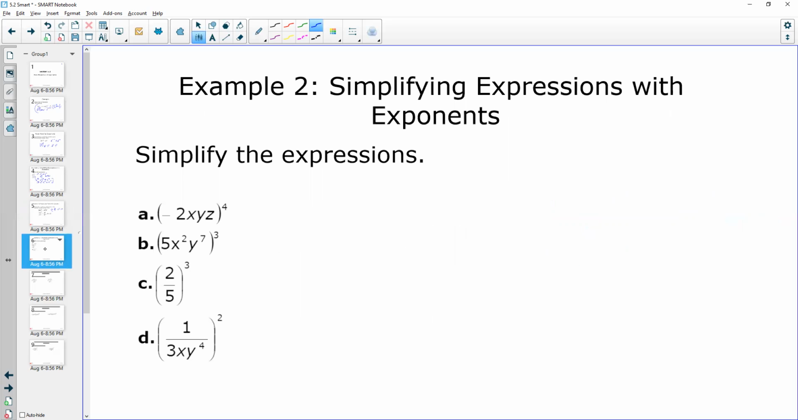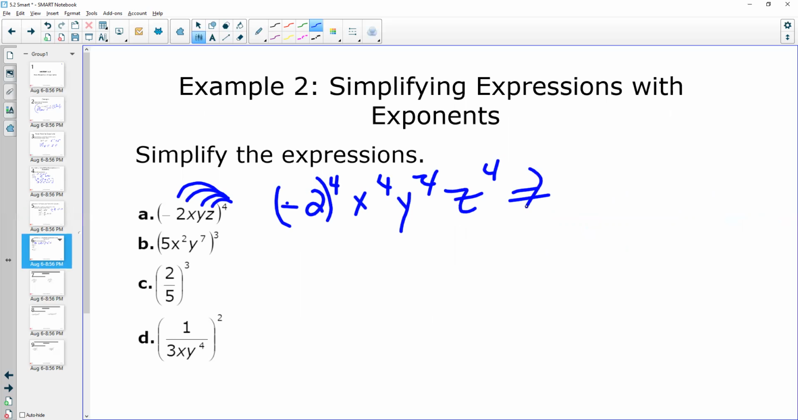So if I want to simplify these expressions, what I need to do is give the 4 to everybody. So I'm going to have negative 2 to the 4th, x to the 4th, y to the 4th, z to the 4th. And that is going to give me, well, negative 2 to the 4th is 16, right? And then I have x to the 4th, y to the 4th, z to the 4th. I'm not going to combine anything else because none of my variables are the same at that point. I have x's and y's and z's. It's like apples, oranges, and bananas. I'm going to do the same thing in B. You try it. I'm going to give that 3 to everybody.